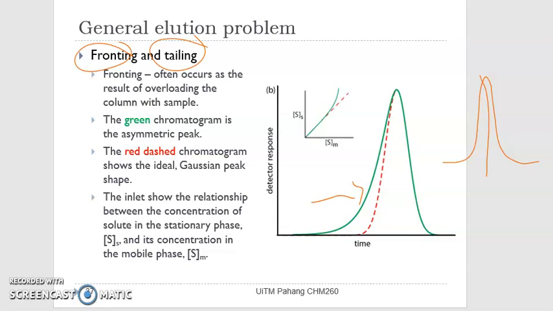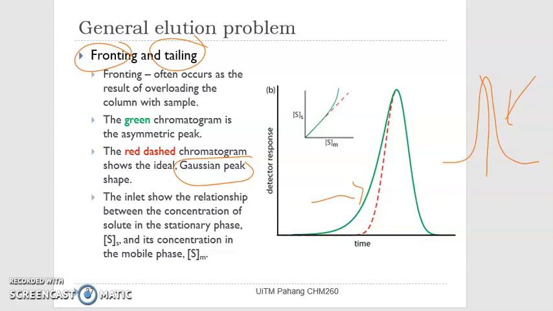The red dash chromatogram shows the ideal Gaussian peak shape. So your peak sepatutnya kalau dia ideal, dia patutnya Gaussian peak shape. Macam ni lah, bentuk macam ni, ataupun yang merah ni. But now something happens in which there will be overloading of the column with a sample. We put a lot of sample, then fronting happens. So fronting is here. Kat depan lagi banyak.